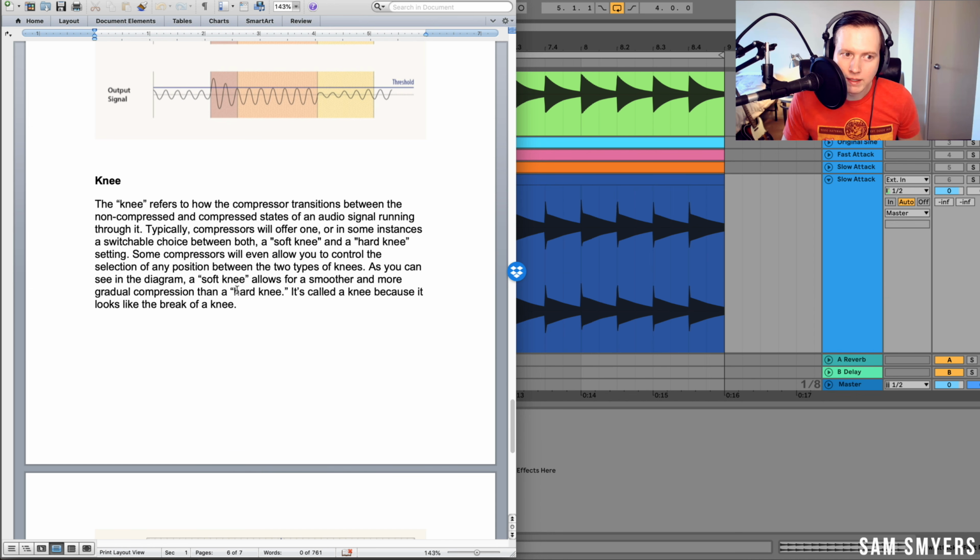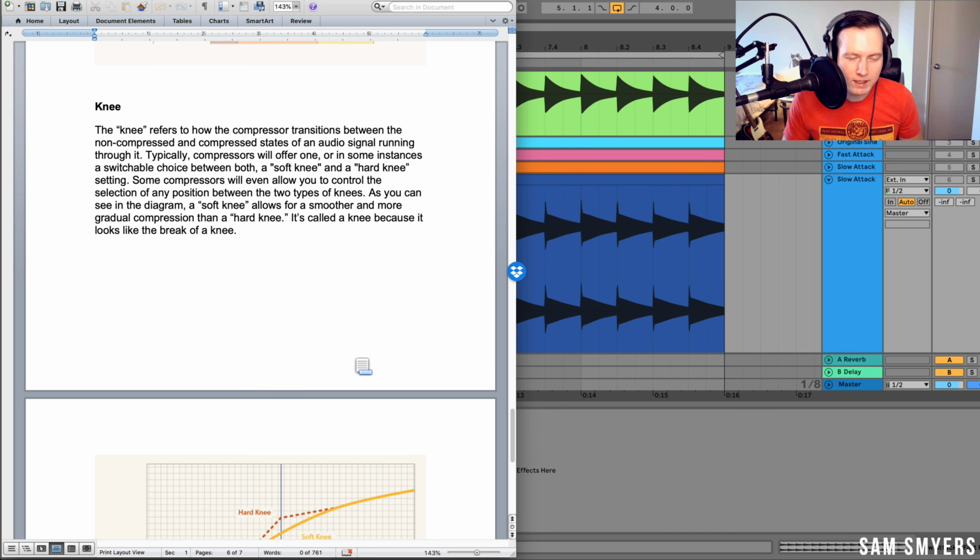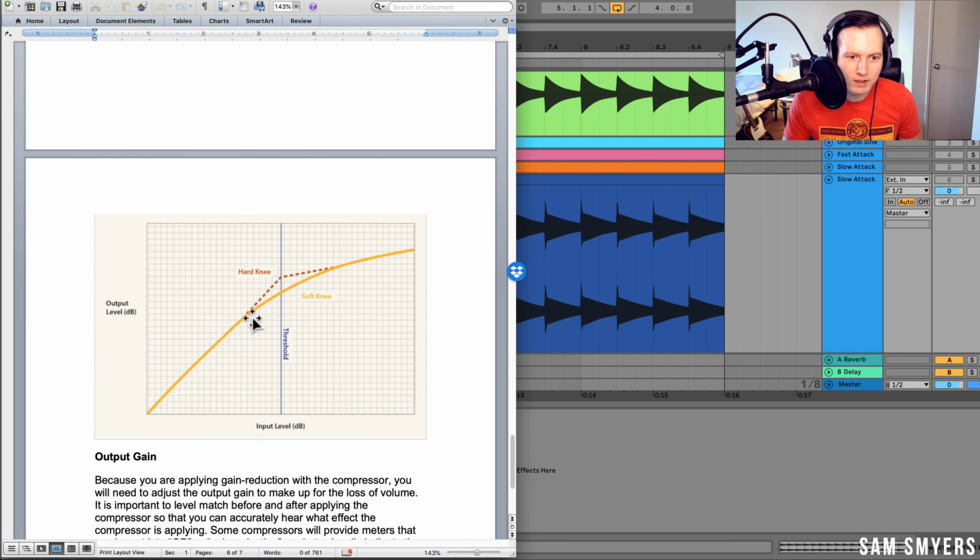Next, let's talk about what the knee is. The knee refers to how the compressor transitions between the non-compressed and compressed states of an audio signal running through it. Typically, compressors will offer one, or in some instances, a switchable choice between both a soft knee and a hard knee setting. Some compressors will even allow you to control the selection of any position between the two types of knees. So a knee is called a knee because it looks like the bend of a knee. And in this diagram, we can see the difference between a soft knee and a hard knee.